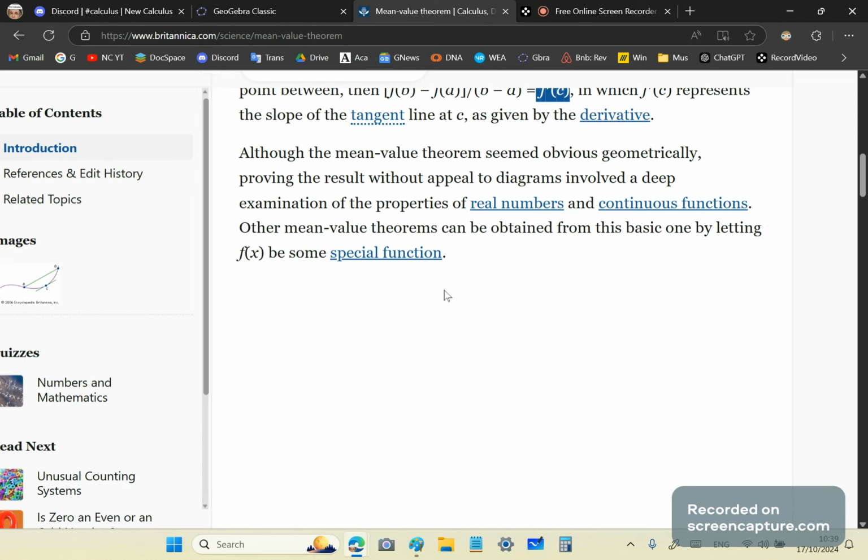Okay. And so again, here, look how they get confused. They say examination of the properties of real numbers and continuous functions actually has nothing to do with real numbers because they don't exist. And continuous functions are not enough. They have to be smooth.